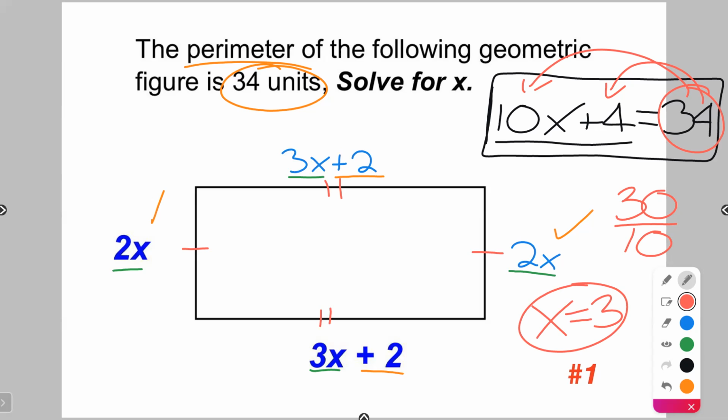And this is how you solve for x in these geometry problems that require us to use a little bit of our algebra. I hope you found this both helpful and informative.